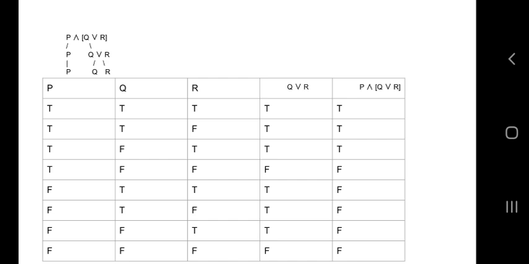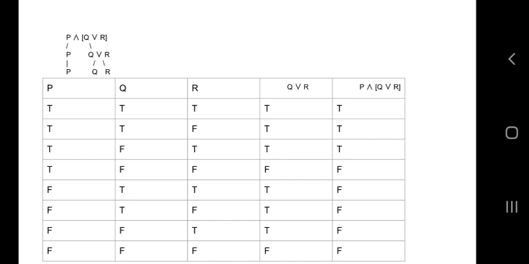Okay, and then finally, we're going to look at the P column and the Q or R column, and we're going to take the logical conjunction. So this is the AND. Now, this is only true if both P and the formula Q or R are both true. And that only happens in the first three rows, and then it never happens again. So as you can see, for the column for P and the column for Q or R, in the first three rows they're both true. And then in rows 4 through 8, those 5 rows, either one or the other or both are false. So the rest of the last column is false.